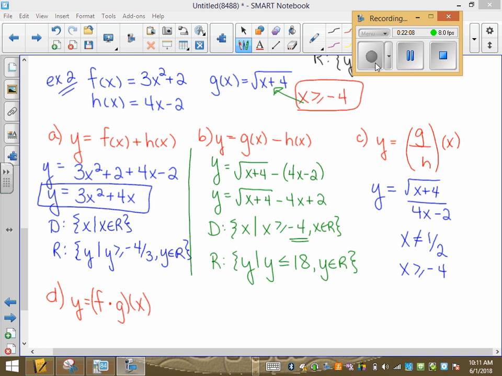So if we make our y max big enough, 100, let's say, the domain of this graph is literally just going to be those combined, right? It's going to be x has to be greater than or equal to -4, but x cannot equal a half.